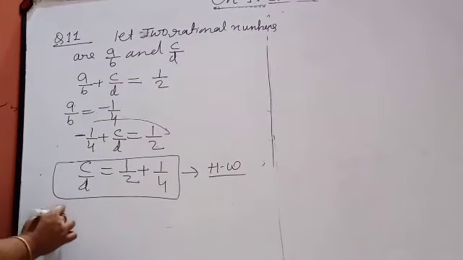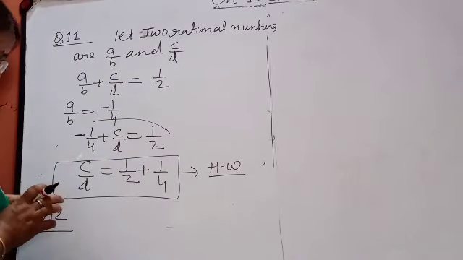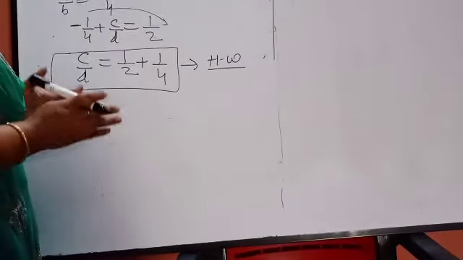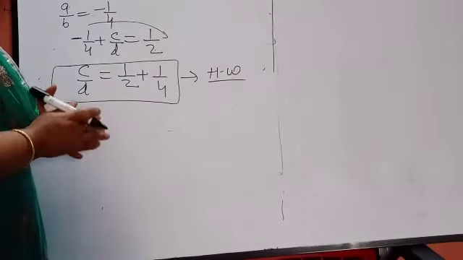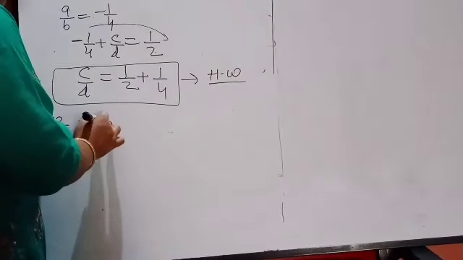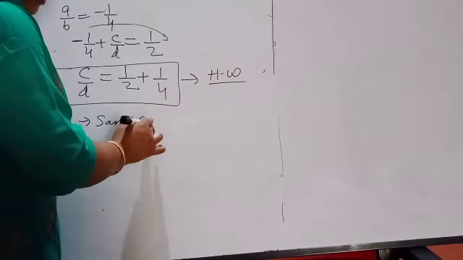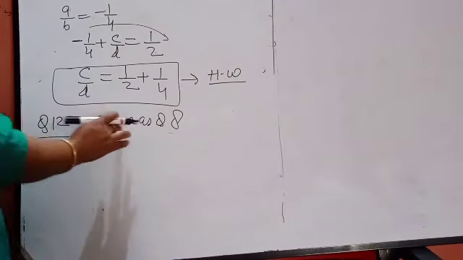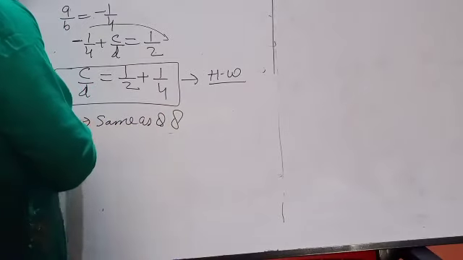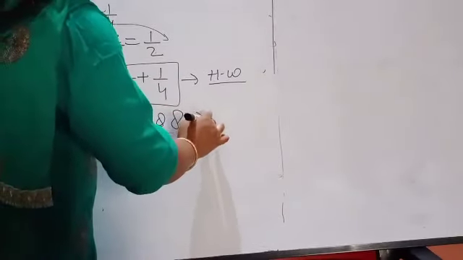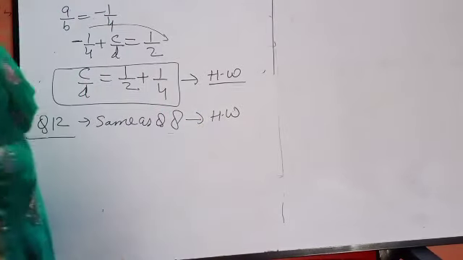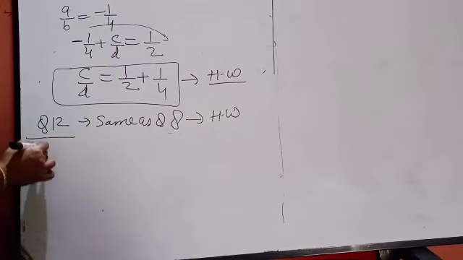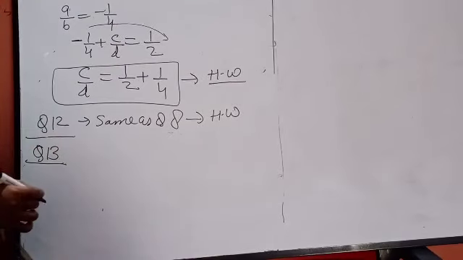Now proceed to question number 12. What should be subtracted from 5 upon 4 to get 23 upon 25? It is the same as question number 8, which I just taught you. So question number 12 is the same as question number 8. So this is also your homework. Okay, this is also your homework. Now come to question number 13. Question number 13, I am writing it.